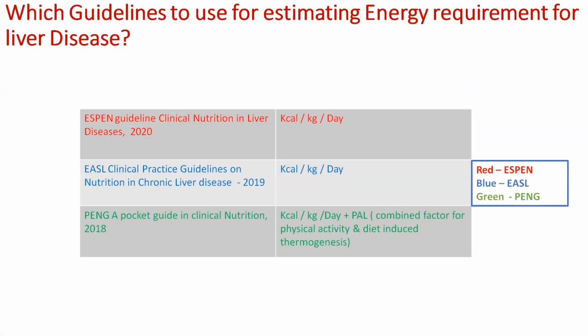Already covered are which guidelines to use for estimation of calorie, protein and fat for decompensated cirrhosis. Earlier I have been using the EASL guidelines, the European Association for the Study of the Liver, who have released practice guidelines on nutrition in chronic liver disease. But the EASL only indicates kilocalories per kg per day. They have not mentioned how to estimate the dry weight for cirrhosis.